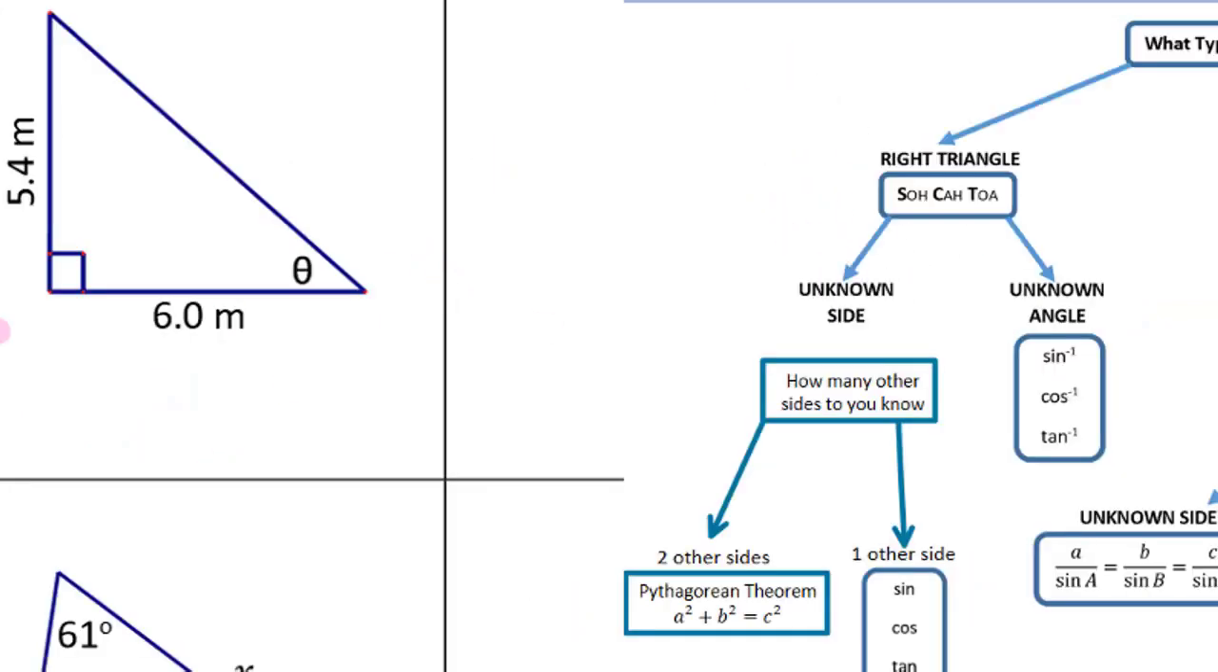All right, in this question, we do have a right angle triangle, finally. So we're going to go down this path. Now we need to determine what we are being asked for. In this case, we're being asked for an angle. So that means we're going to be using our inverse primary trig ratios.